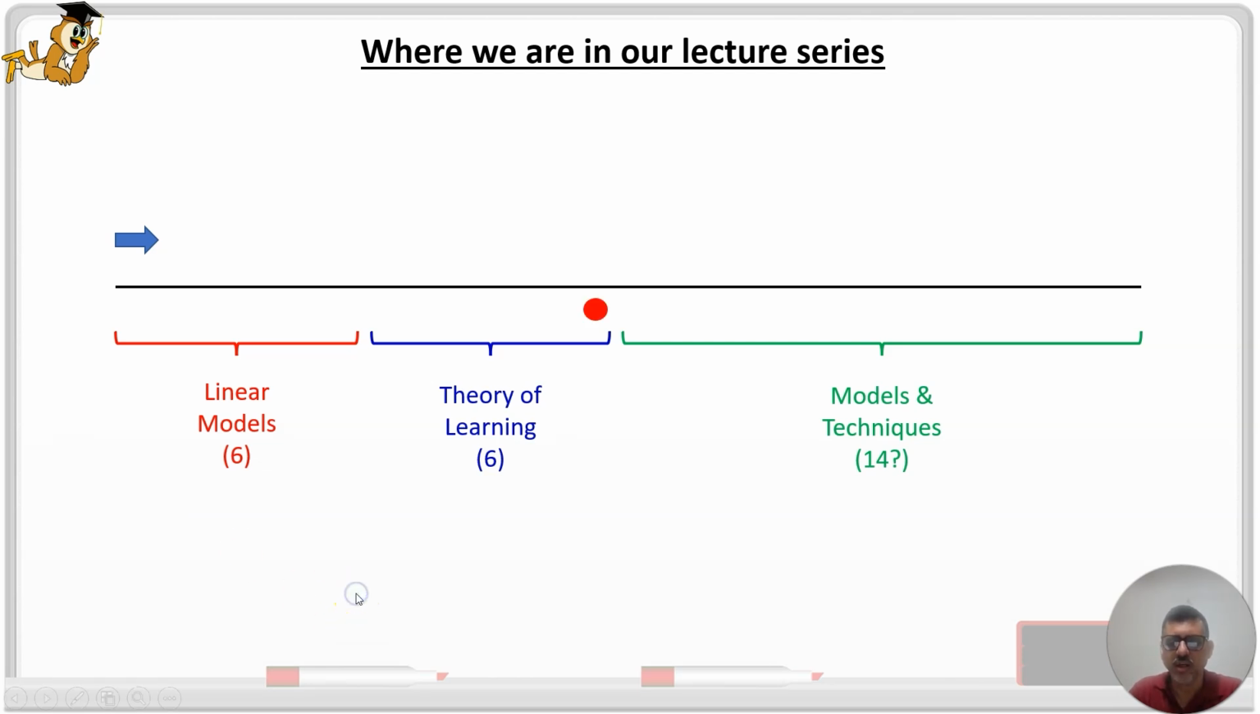So here is where we are at the moment. This is the last lecture in the theory of learning, and therefore it is important. It's important for us to close the chapter on some of the key proofs and also look at some results that will come in handy going forward. So that is where we are in our lecture series, and that is why this lecture is important.